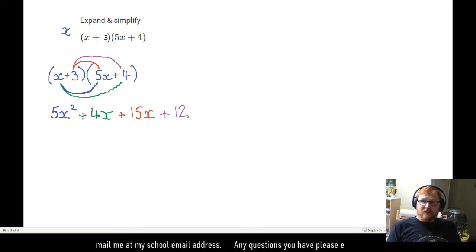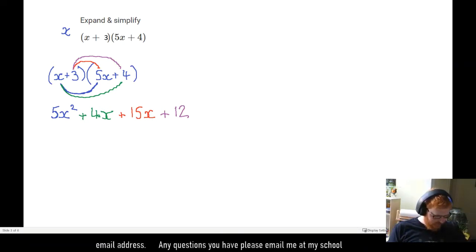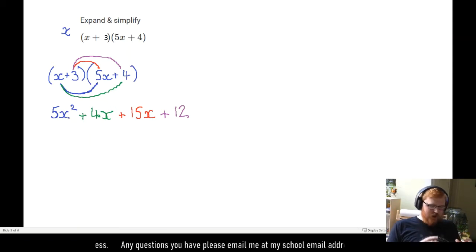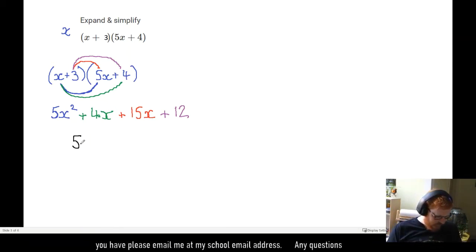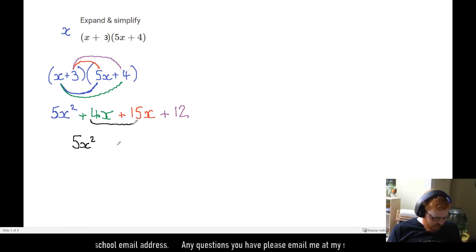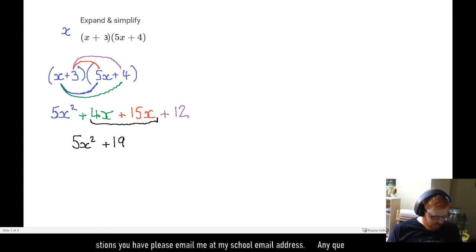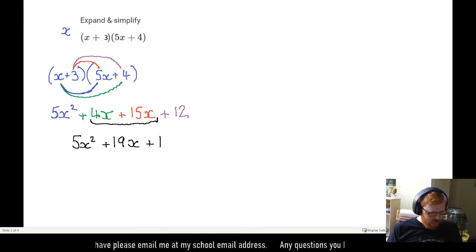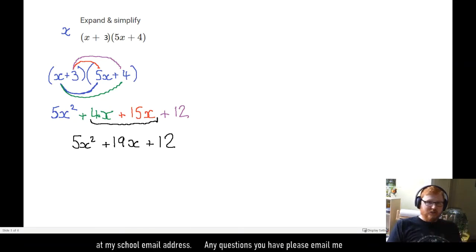Now then, the final thing here to do is to simplify. So let's go back and use a boring black pen. Now, x squareds are on their own. They are the term by themselves, 5x squared. Now then, the number of x's: I've got 4x plus 15x. Altogether, 4 add 15, that's 19. So I've got 19x. And finally, I've got my 12. So that is the process of expand and simplify.